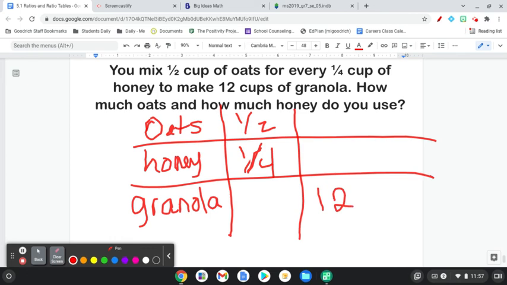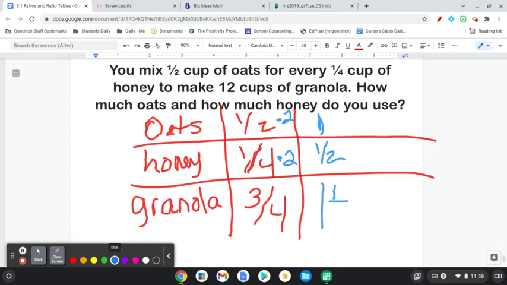Now, I didn't put the total in that one here because that's not enough cups, right? 1/2 cup and 1/4 cup is only going to give us 3/4 cups of granola, and I want 12. So what I need to do is keep growing this fraction until I get to 12. I'm going to double my oats and double my honey. If I double 1/2 cup, I'm really going to have 1 cup. And if I double my honey, I'm going to have 1/2 of a cup.